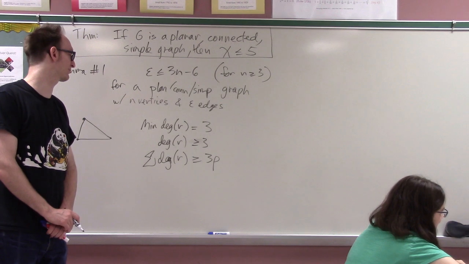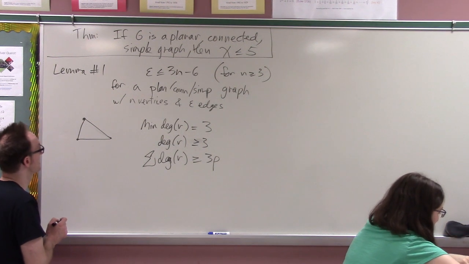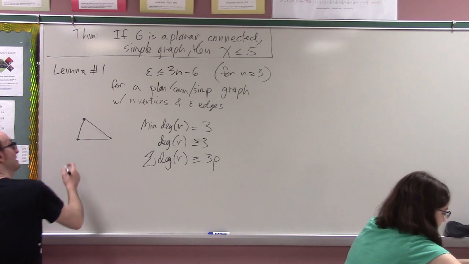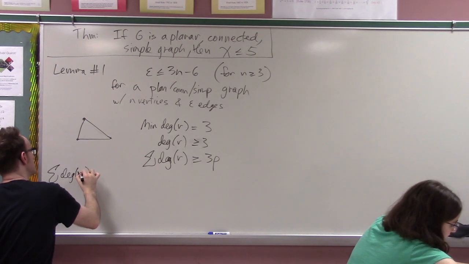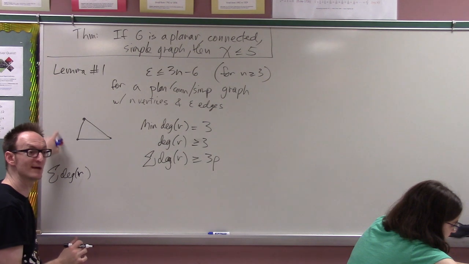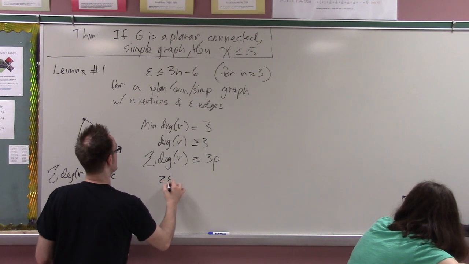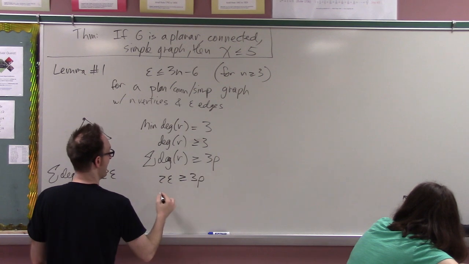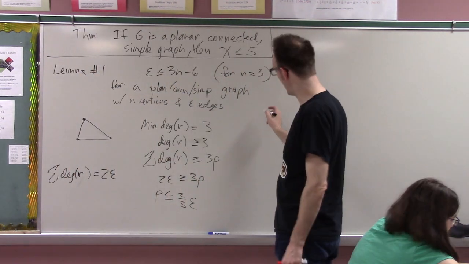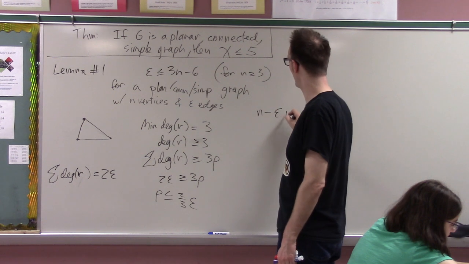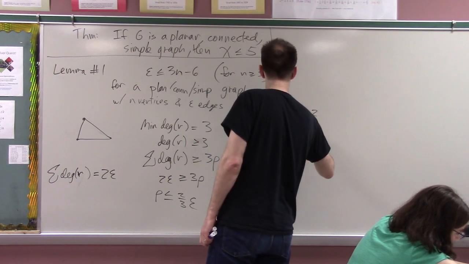Following this? Going fast. This is our third time doing it, so you should follow it. What can I say about going through all the regions and counting all their edges? If I take the sum of the degrees of all of the regions, then I have counted every edge of every region. But since every edge borders 2 regions, I've double counted every edge. So this is actually 2 times the number of edges. So 2 times the number of edges is greater than or equal to 3 rho, and so we get that rho is less than or equal to 2/3 epsilon. And since the number of vertices minus the number of edges plus the number of regions is 2, the number of regions is 2 minus n plus epsilon.